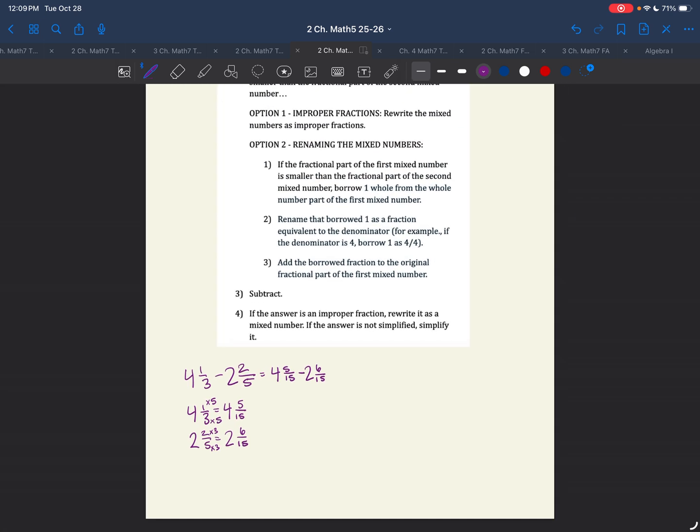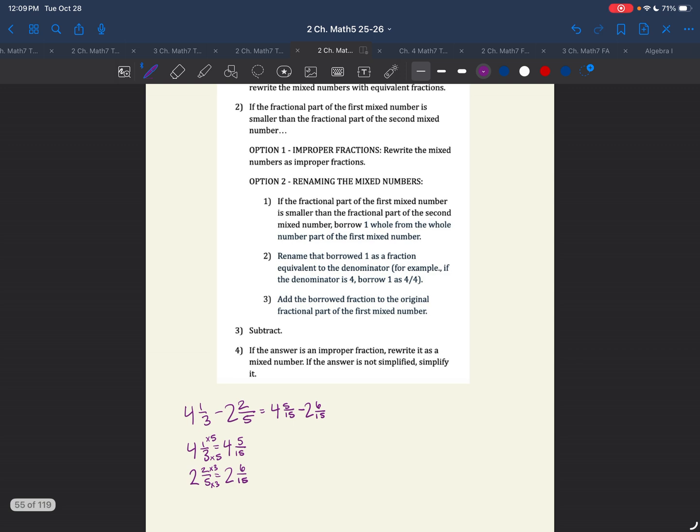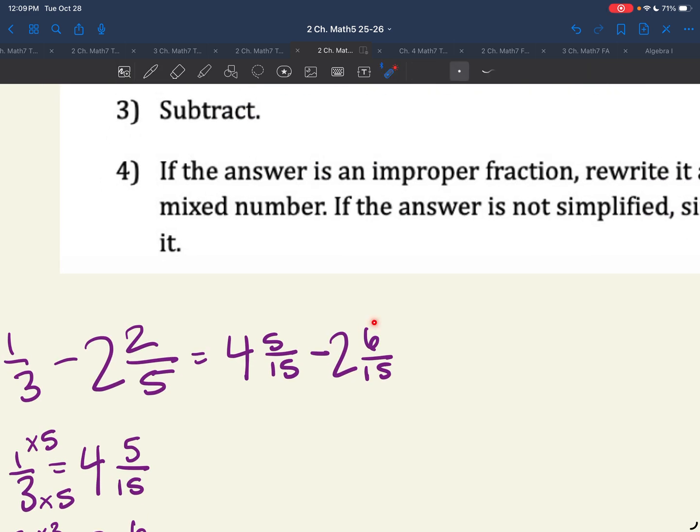All right, so let's look at step 2. It says if the fractional part of the first mixed number is smaller than the fractional part of the second mixed number, we have two different methods. We talked about method 2 today, so that's what I'm going to focus on in this video. So if you look here, you can't take away 6/15 from 5/15. So we are going to rename the first mixed number so that I can subtract 6/15 from this number right here.